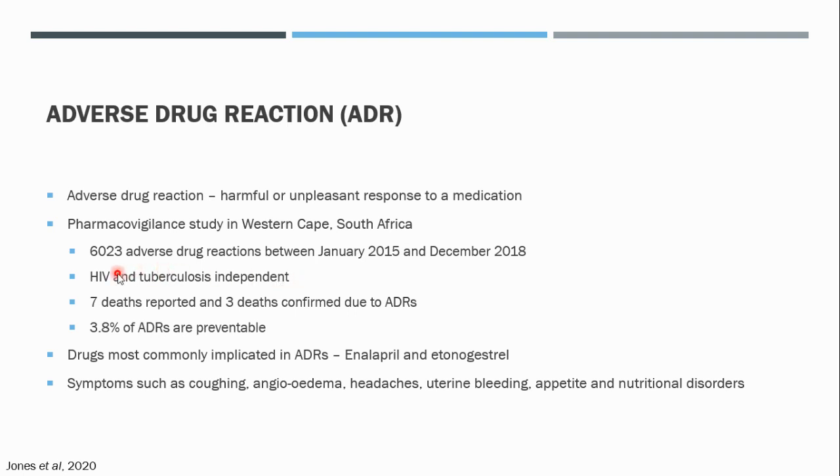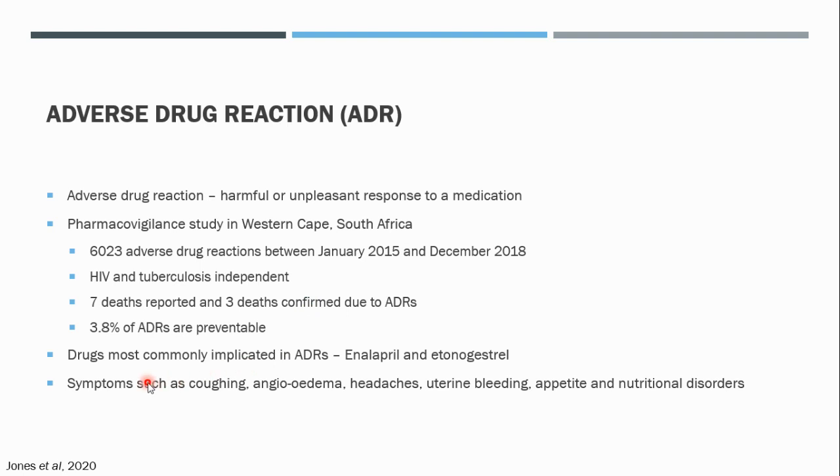And of these 6,023 adverse drug reactions, there were 7 deaths reported due to these adverse drug reactions, of which 3 were confirmed to be due to the adverse drug reactions. And the other 4 were not reported on because there was not enough data to identify the cause of death. However, in these cases, it was found that these adverse drug reactions were preventable. And overall, 3.8% of adverse drug reactions are preventable. And so we can prevent the death of individuals.